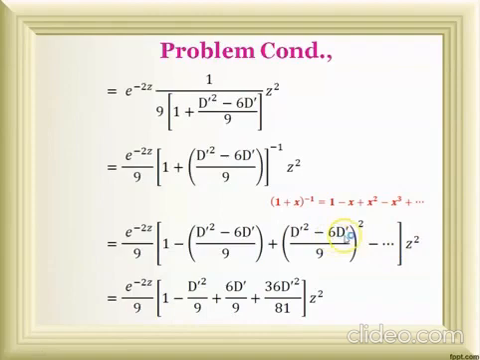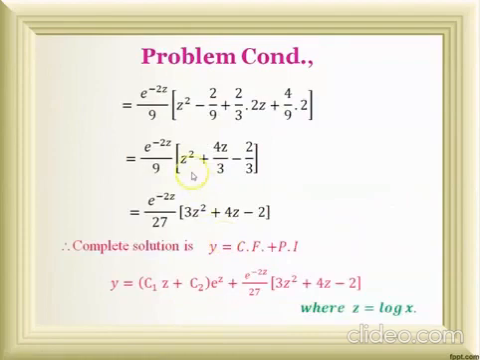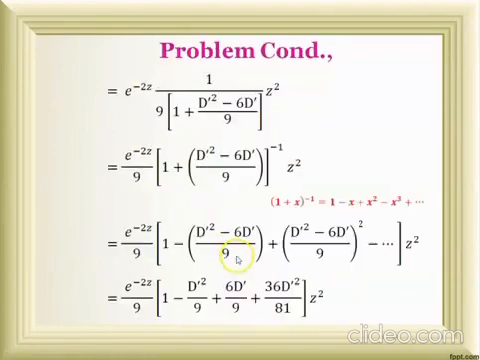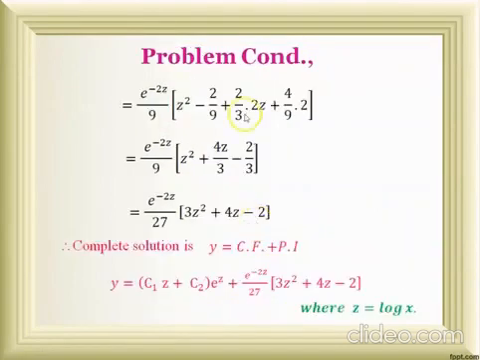So therefore 36 d dash square by 81 into z square. Next step, I am taking this z square inside. In this step, I am moving the minus inside. So after taking off, d dash square of z square is 2. D dash of z square is 2z. So likewise, I will replace all those values here. The simplification gives 3z square plus 4z minus 2.